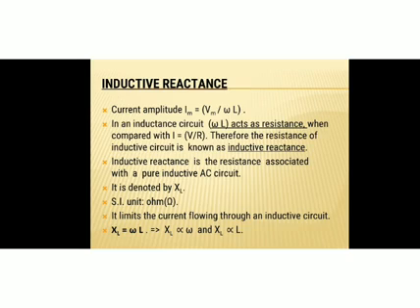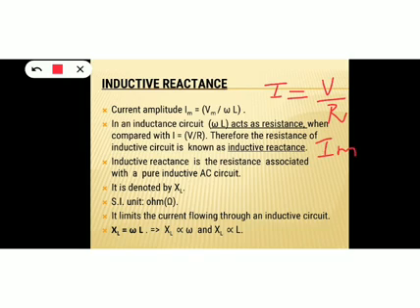So let's discuss that. In the previous slides we had discussed that the current amplitude Im is Vm by omega L. In an inductive circuit, omega L acts as resistance. How? You know, by Ohm's law, current I is equal to V by R, right? And in the inductive AC circuit, current Im is equal to Vm by omega L.